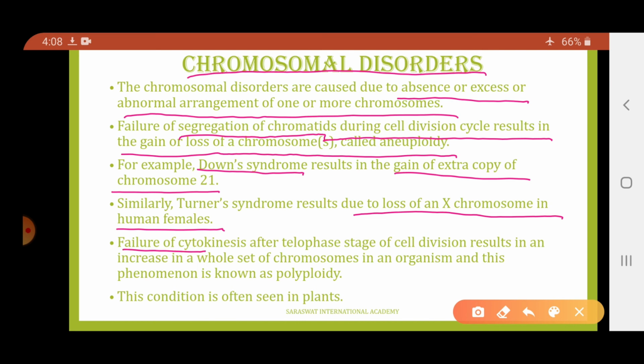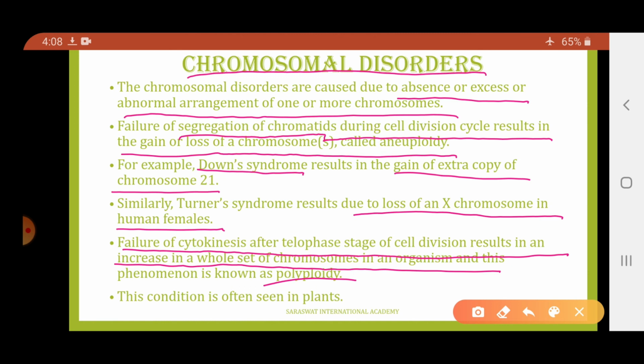So failure of cytokinesis after the telophase of the cell division. We have studied the types of cell division, mitosis, meiosis. So cell division के telophase के end में बाद में क्या होता है? cytokinesis होता है. So cytokinesis अगर नहीं हुआ then it results in the increase of the whole set of the chromosome and this phenomenon is called as polyploidy.